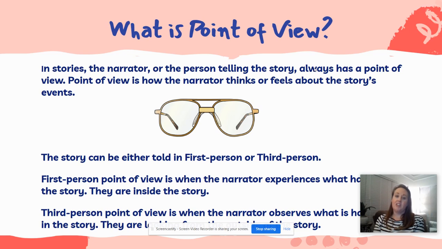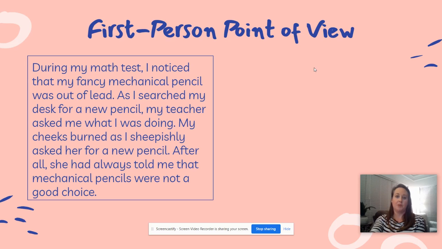But then you're going to have third person, which is when the narrator observes what is happening in the story, but they're on the outside. So they're just observing. They're not necessarily discussing how they feel, but they're just talking about the details of what is happening in the story. So let's look at some examples.